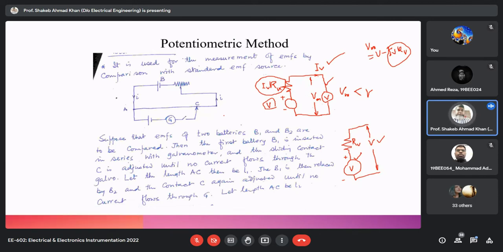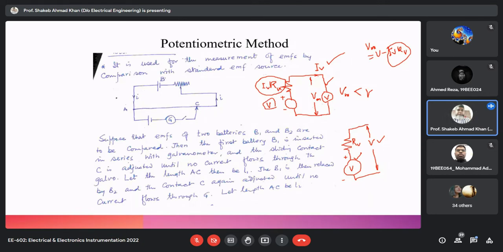Now I'm trying to explain what you are already aware of. I know you have already studied it, but just for the sake of repetition, because we are going to use this method to measure small resistance, this knowledge is required. So first of all, this is a typical potentiometer, a sliding wire potentiometer.